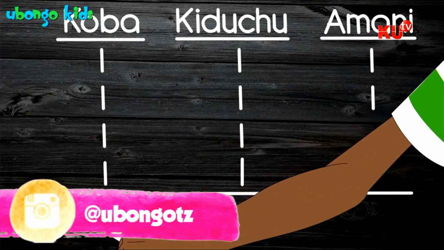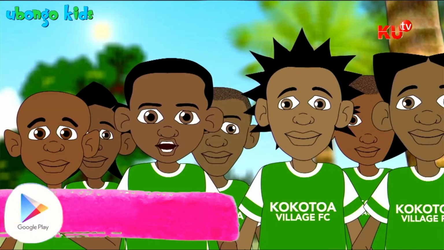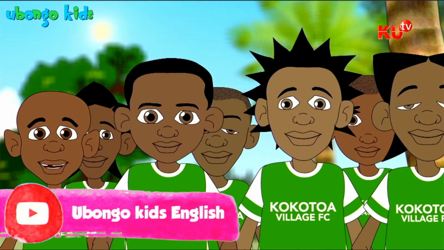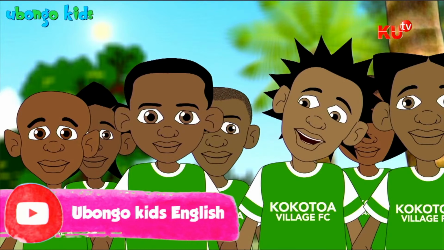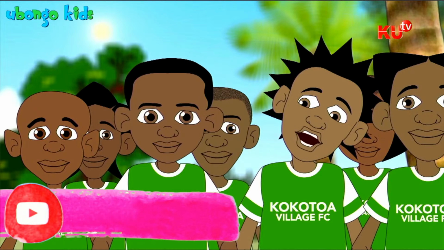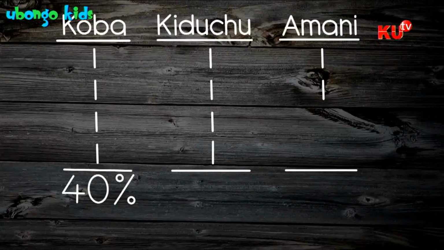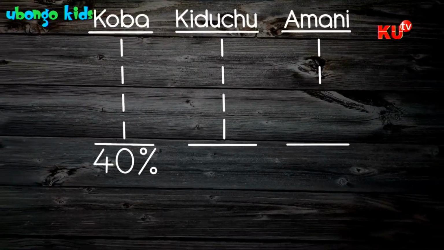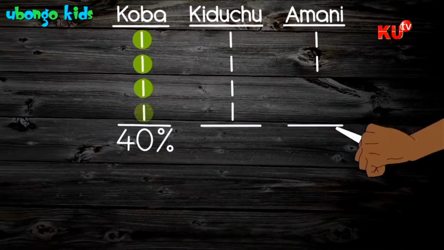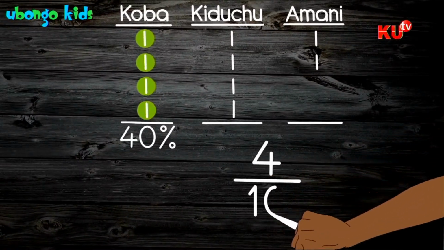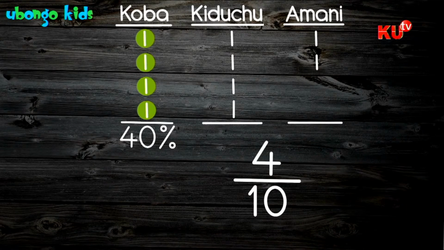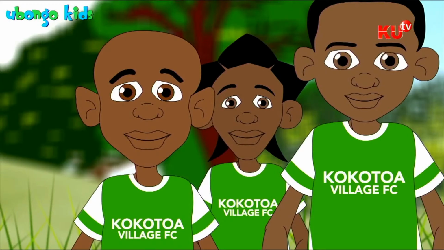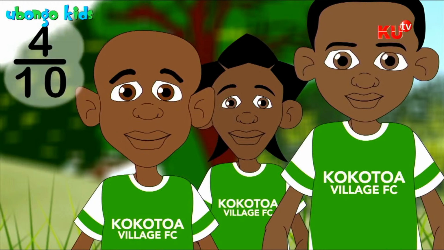Koba got 40%. Wait, how can he get 40 when there aren't even 20 of us? Kibena, you're doing it all wrong. Where did the 40 come from? There are only 10 of us. Listen, Baraka. Results of elections are often reported using percentages. What? Look, Baraka. 4 of us chose Koba. That means that 4 out of 10 chose Koba, right? 4 out of 10. Yeah, that's right.